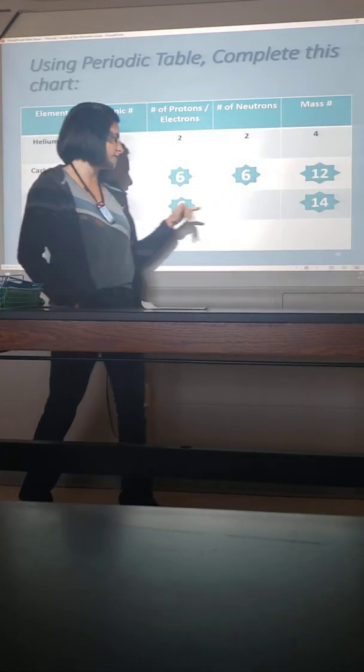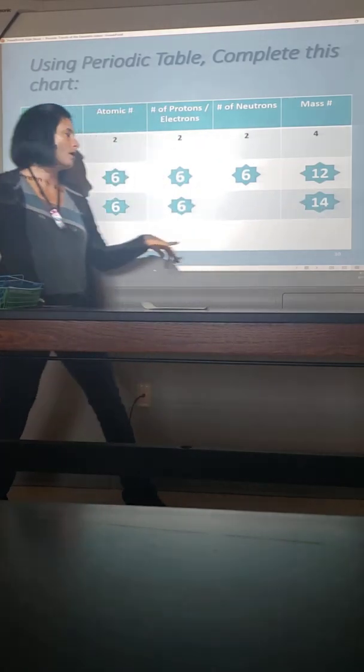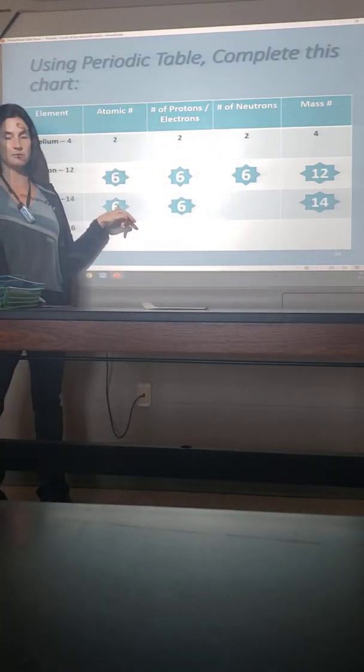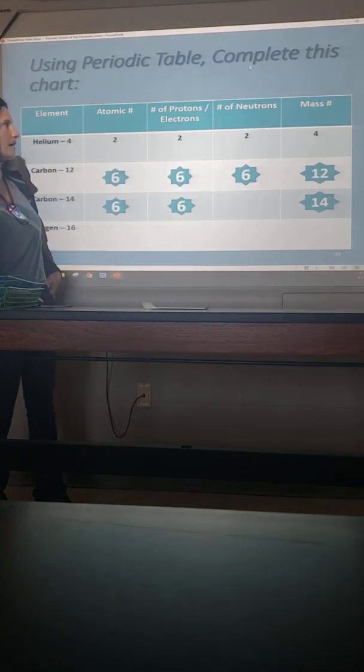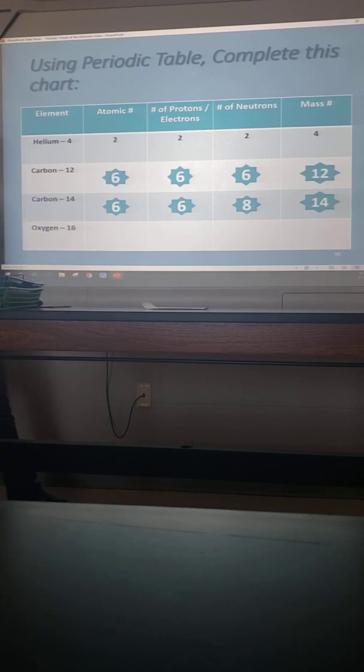All right, so we have carbon-14. So what's 14 minus 6? Or 14 protons and neutrons minus 6 protons. What do we get? 8. Very nice. Good mental math there. Okay. And that's as tricky as they get when you're dealing with the isotopes.